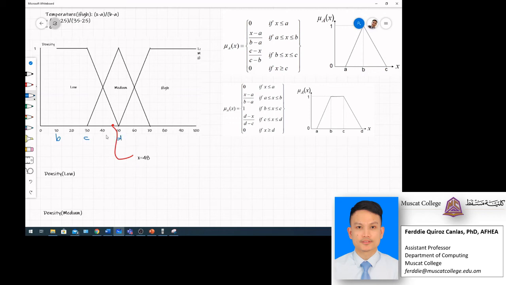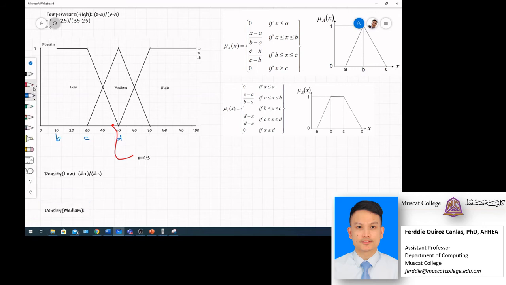Okay? So for density, we'll be following this formula. So look at this. For low, we'll be using this. So our x is between C and D based on this diagram. Okay? So we'll be following which formula? Between C and D, this one. D minus x over D minus C. Okay? So we'll do it later. For medium, medium is between what? X medium is between what?